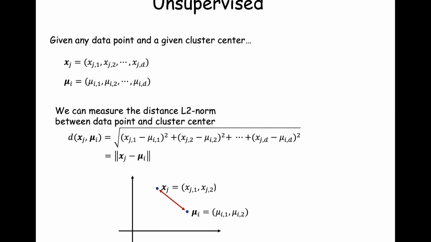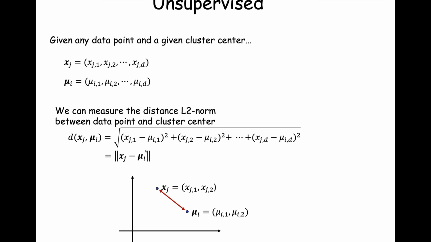So we can measure the distance, or the L2 norm, between each data point and each of the cluster centers. When we do that, what are we doing? We're taking the square of the difference between the first feature of each data point, x_j1, and each cluster center mu_i1, and adding to that the squared difference between the second feature of each data point and the second feature of each cluster, and the third feature of each data point and the third feature of each cluster, up to and including the square of the difference between the dth feature of each data point and the dth feature of each cluster center.